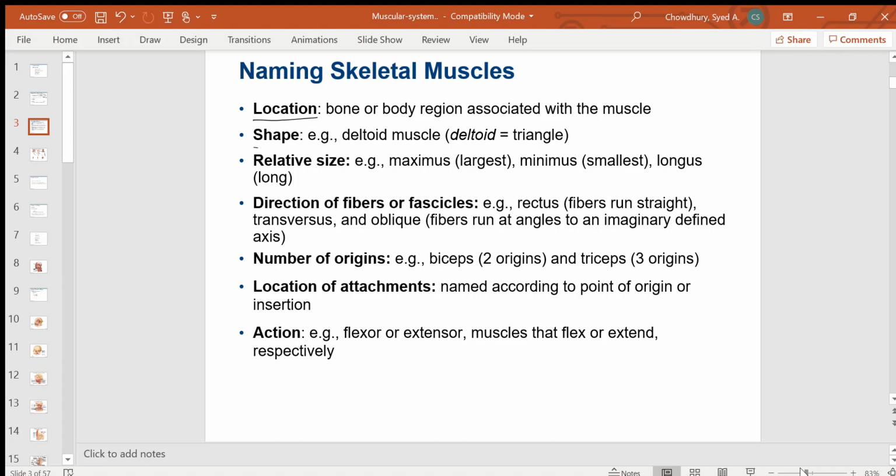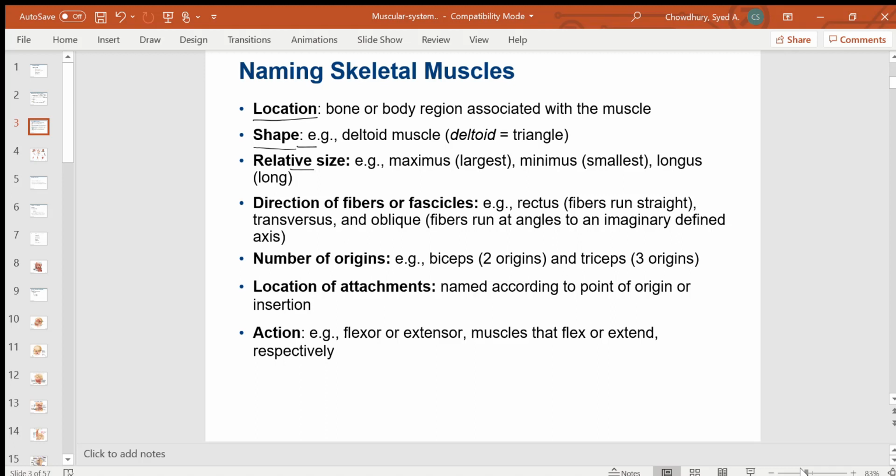Some muscles are named after the shape of that muscle. For example, deltoid, a triangular muscle in the upper part of your arm, helps in the shoulder movement. Trapezius is a big muscle in the back of your trunk, a kite-shaped muscle, named after its trapezoid shape. Rhomboideus major, rhomboideus minor, rhomboid shaped. Okay, so by shape, some muscles are named.